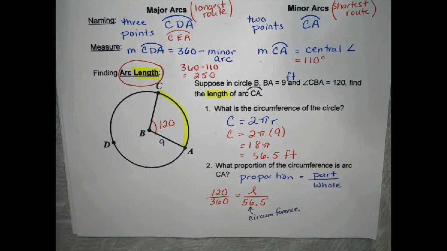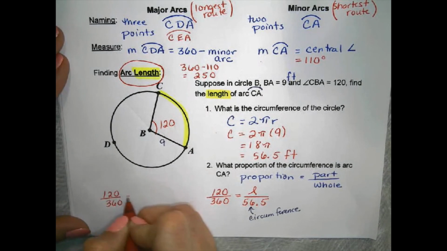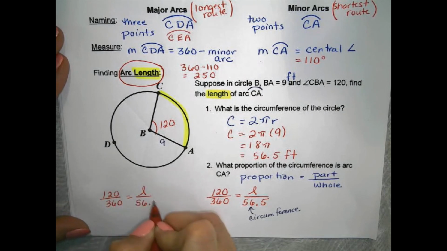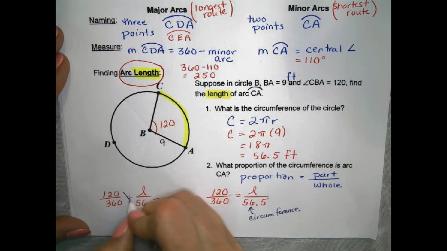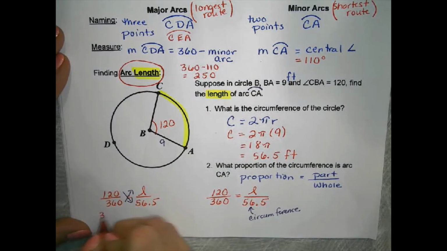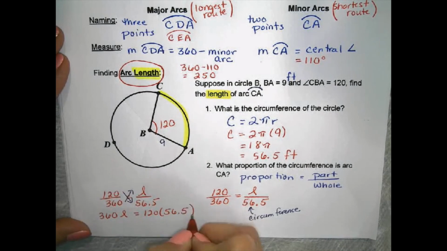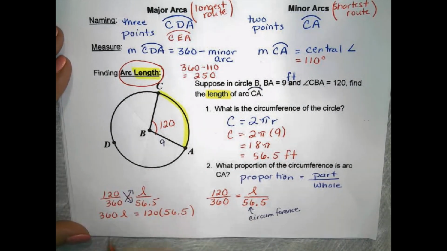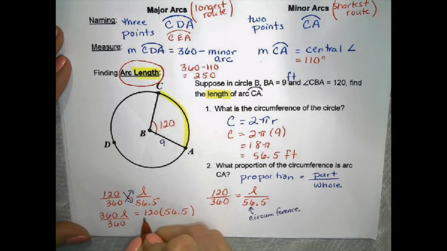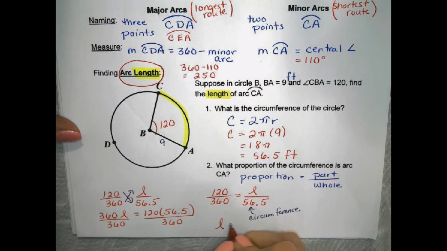Once I've set up my proportion, I can use cross multiplication to solve. So I would do 120 over 360 equals L over 56.5, cross multiply, just like you'd solve any other proportion, and you'll find that 360L will equal 120 times 56.5. In order to solve for L, I would divide both sides by 360. And I would get a final answer that L will equal 18.8. And remember, we have units when we're looking for length. So it would be feet, since I measured my radius in feet.